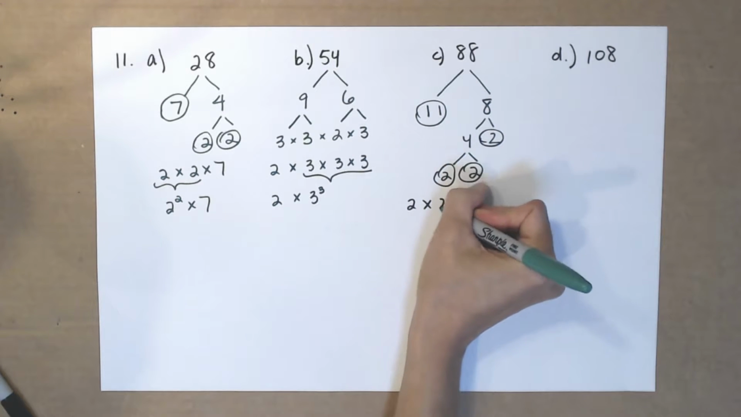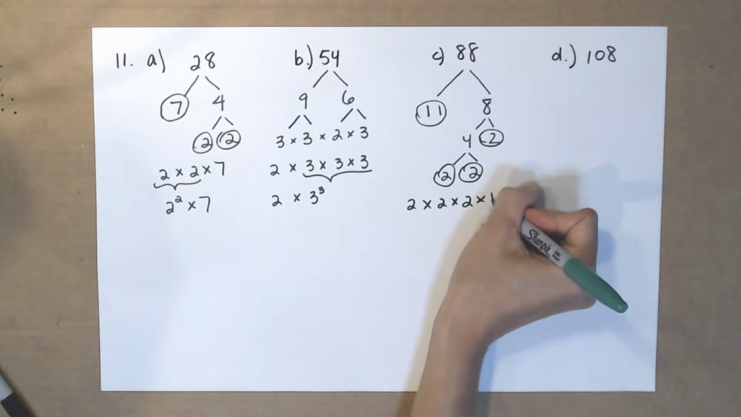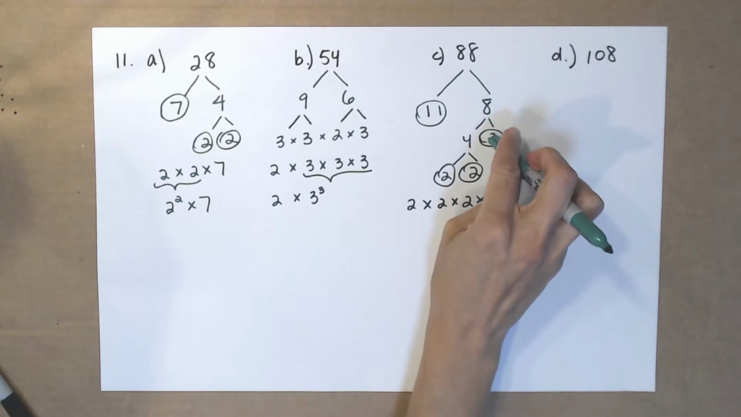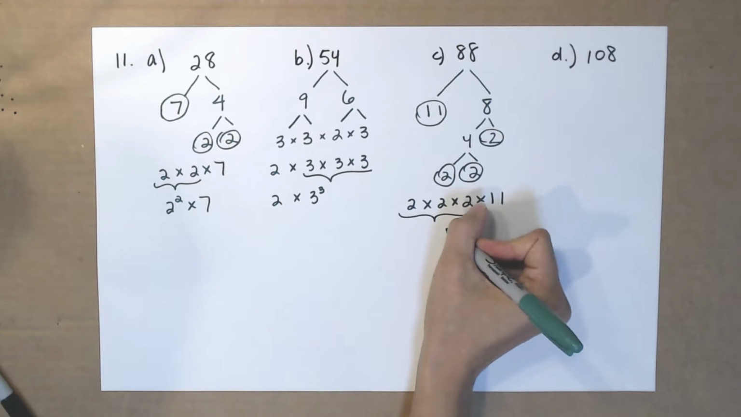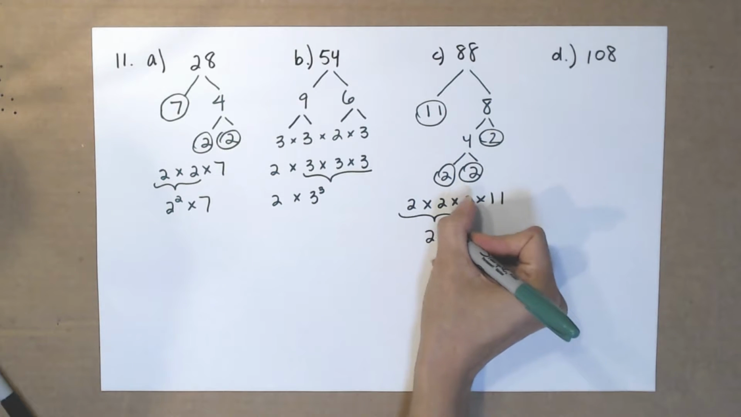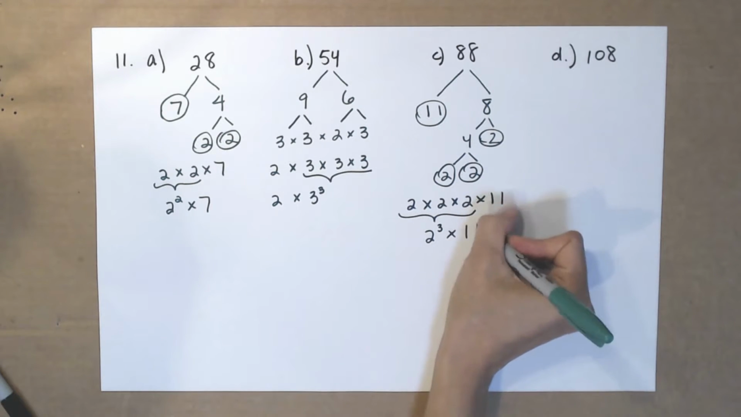Write them in order, 2 times 2 times 2 times 11. So I took these 3 and then 11. Now I can combine my like factors. 2 times 2 times 2 is 2 to the third, and then I have times 11.